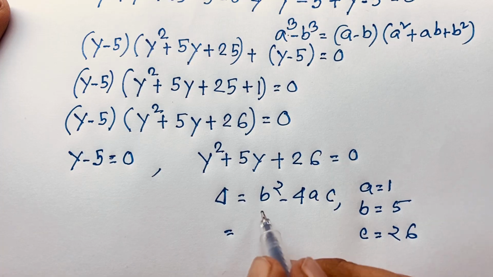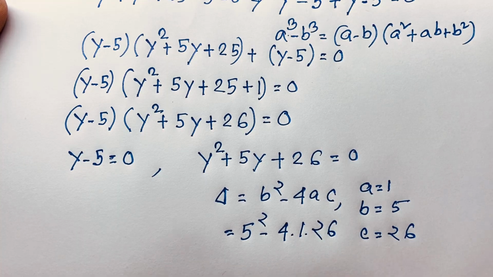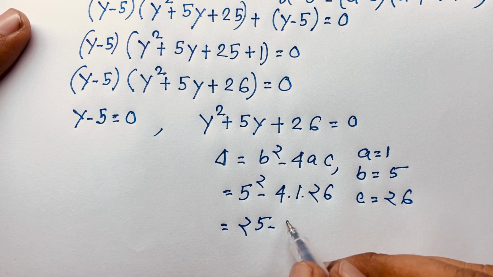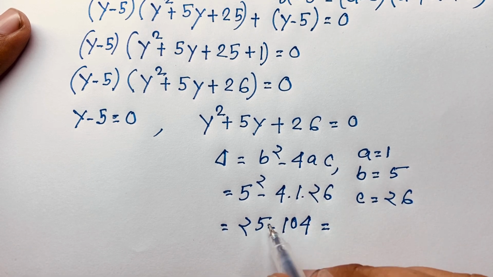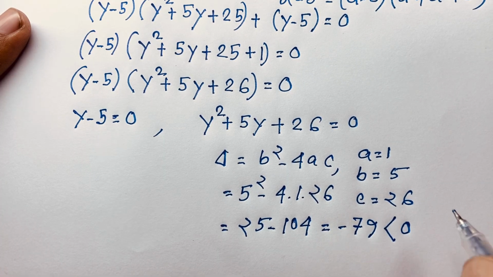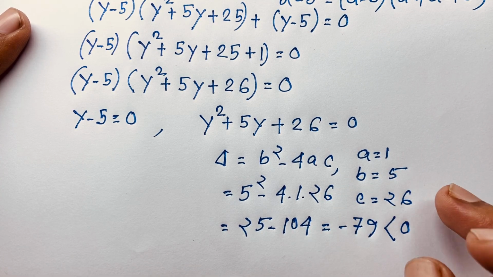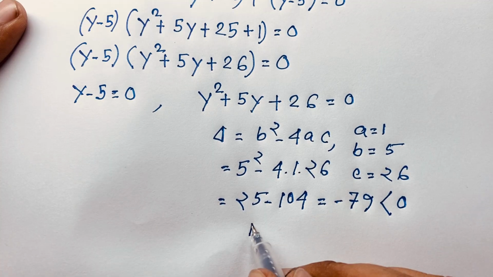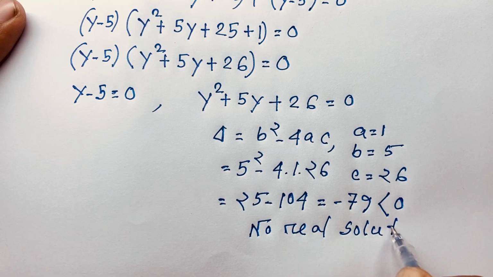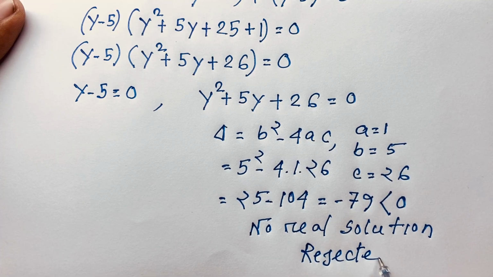Now this value will be b square, I mean 5 square, minus 4ac, where a is 1 and c is 26. Then it will be 25 minus 4 times 26, which is 104. Then 25 minus 104 is minus 79. So you can see easily delta is less than 0, so we are finding a complex solution. There is no real solution. We need a real solution, so we reject this value.